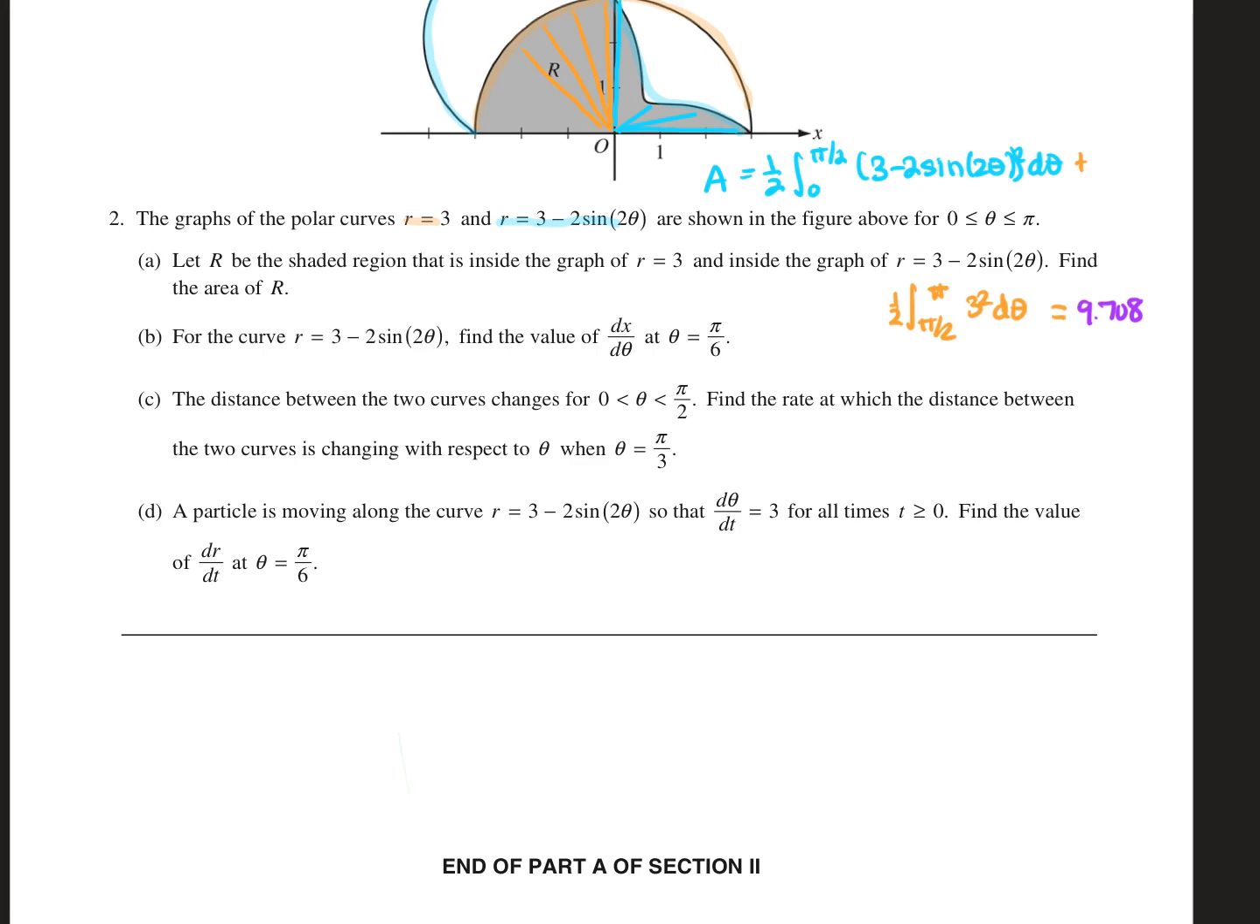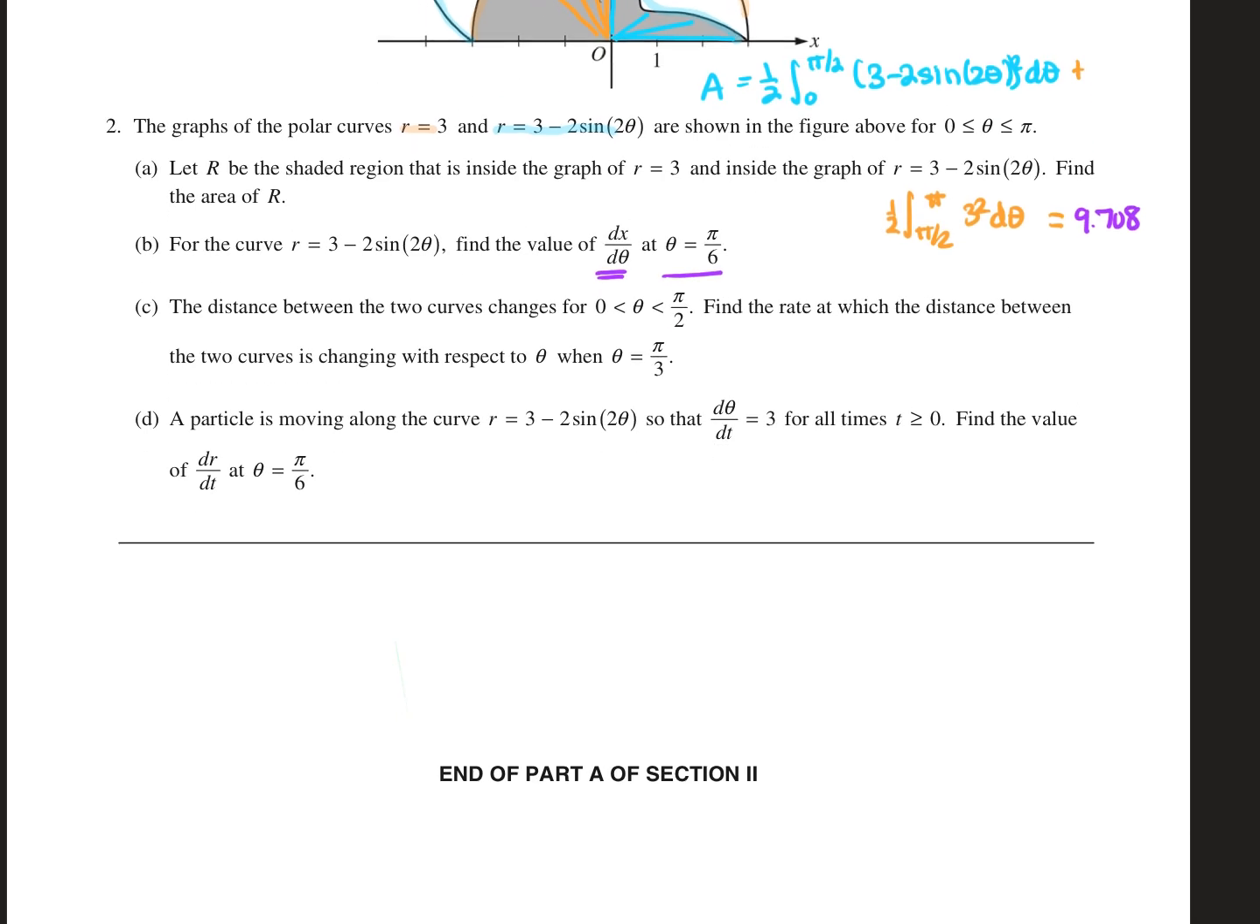Part B, we want to find dx d theta for theta equals pi over 6. So we know that x is the same thing as r cosine theta, and for us, r is 3 minus 2 sine 2 theta, times cosine theta. Now this is a calculator problem, so you can feel free to use your calculators. So I'm going to go ahead and take the derivative. The derivative of the first piece would be minus 4, because chain rule, we had the 2 coming out, so minus 4 cosine 2 theta, copy down the second one, plus the derivative of the second one, copy down the first.